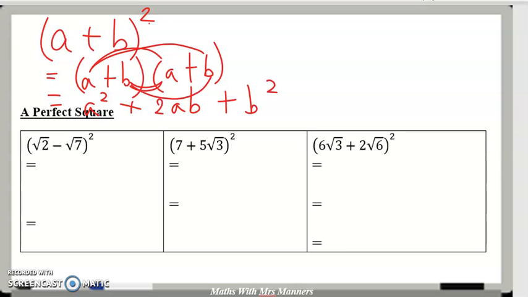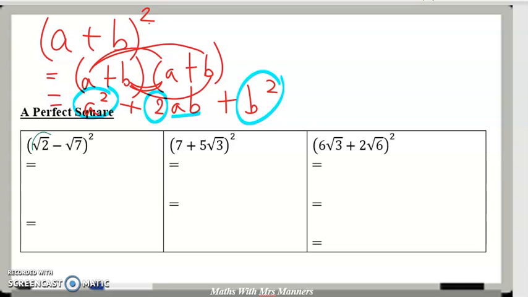So really what we want to do is square the first term, multiply the terms in the bracket together and double them, and square the last term. So that's what we're going to be doing here. Notice these are not a difference of two squares, okay? We've got one bracket raised to the power of 2, so they have a very distinctive look.